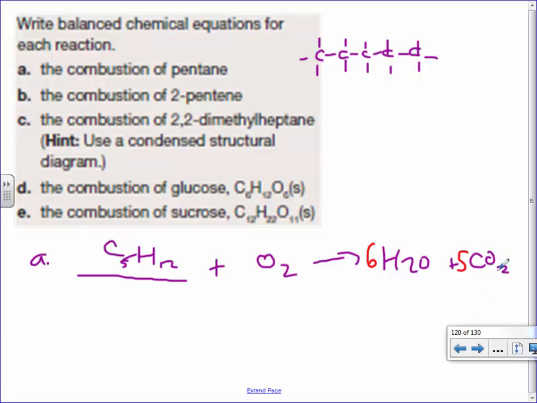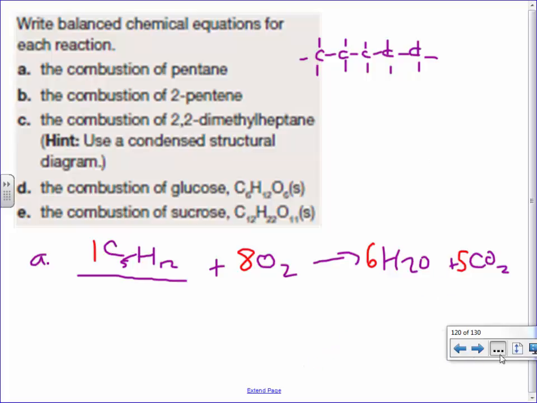5 times 2 gives you 10 oxygens. And then 6 times 1 gives you 6 more. So 10 and 6 is 16. But oxygen has to come in groups of 2. So we need 16 total, but they come in packages of 2, which means you need 8. There you go. Now it's balanced. So that's the sort of task I might need you to be able to do. That's it.